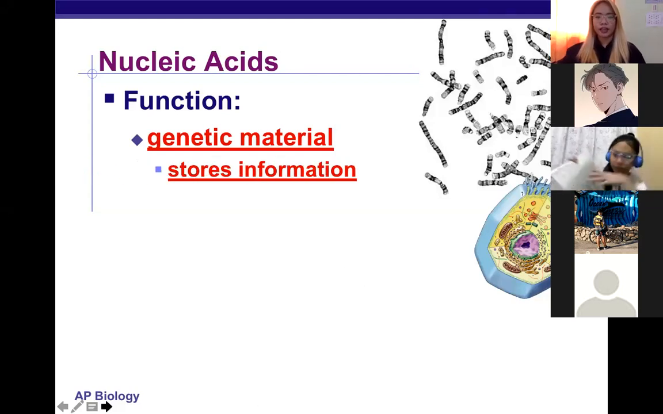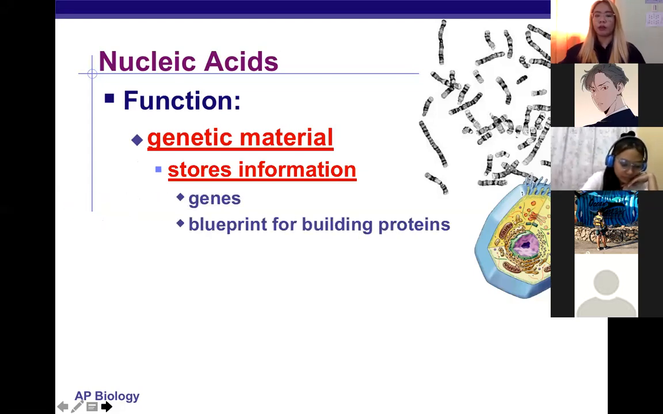Okay, so other than it containing the genetic material which stores the information in the form of genes, specifically, ang information na yun is the blueprint for building proteins. So when we say blueprint, para sa mga architects and engineers, ito yung plano. Ito yung, kumbaga, yung itsura dapat ng magiging proteins mo.